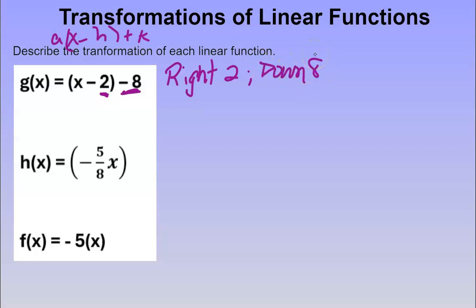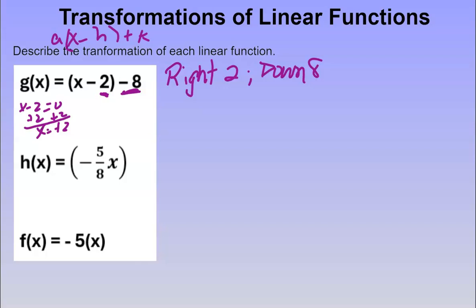Now another way to determine the horizontal translation is if I take whatever's in parentheses, x minus 2, set it equal to 0, and then solve for x. So that would give me add 2, x equaling plus 2. That tells me it's going to go to the right 2, because the base format, or the parent function, for a linear function would be y equals x. So if x is 0, y is going to be 0. If x is 1, y is going to be 1.